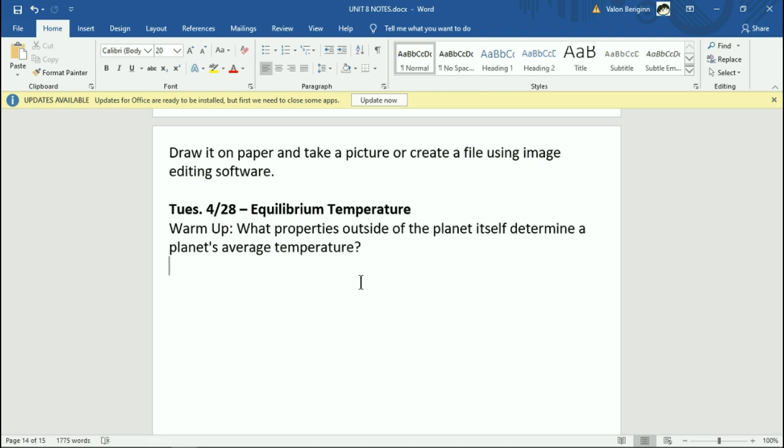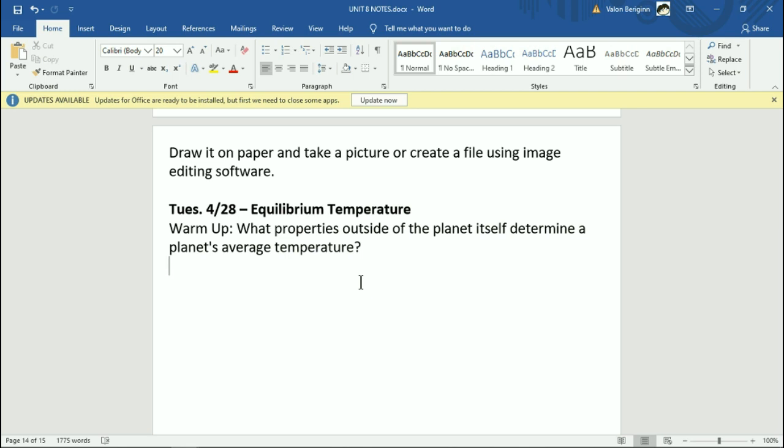Today we are getting into some math. Oh boy. So, your warm-up question is right here. What properties outside of the planet itself determine a planet's average temperature?